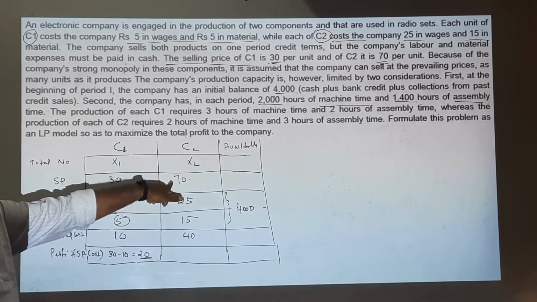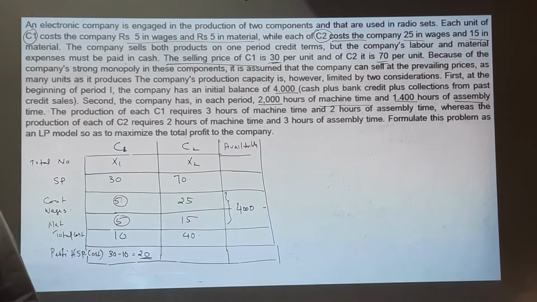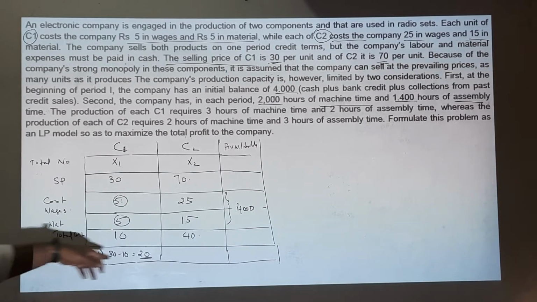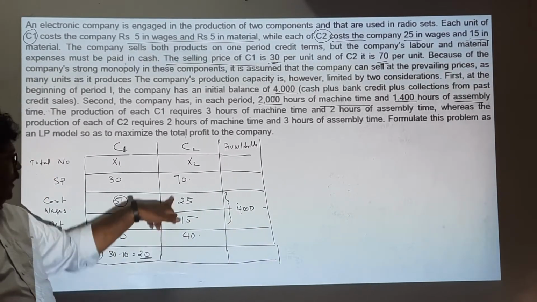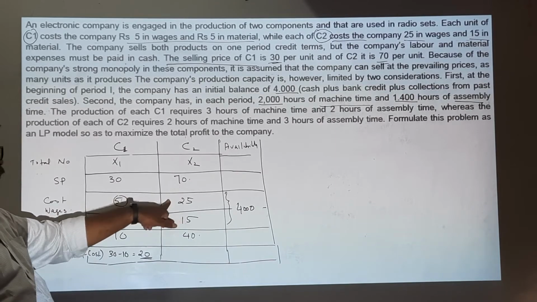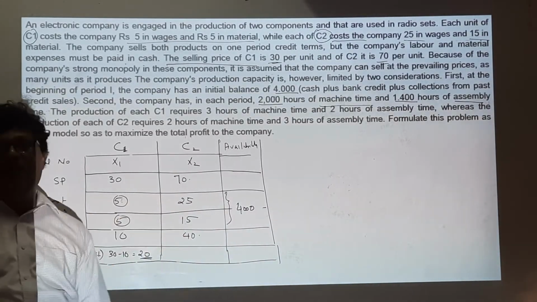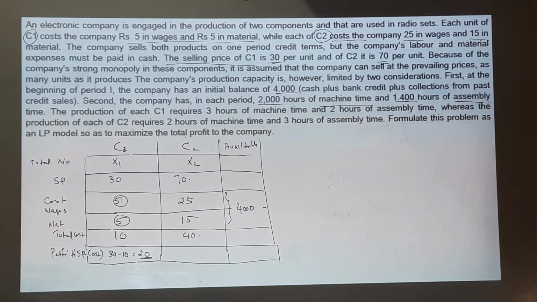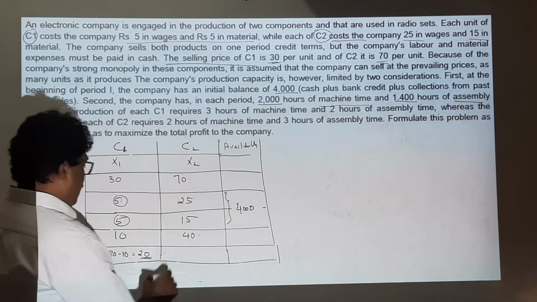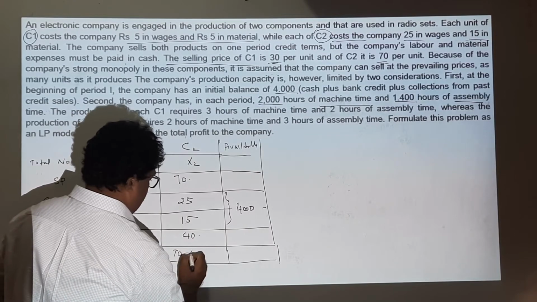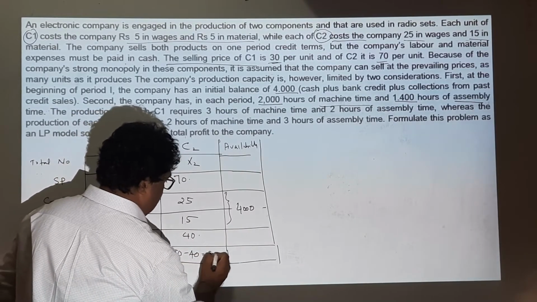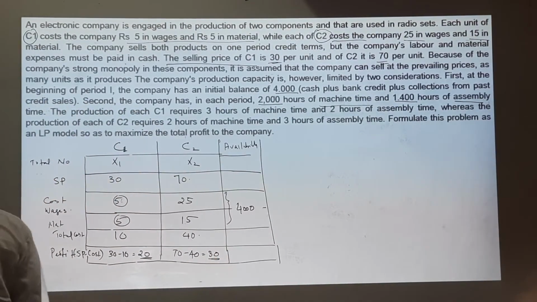Here 70 is the selling price for 1 unit of C2, and the total cost for 1 unit of C2 is 40. We have calculated the wage per unit is 25 rupees and the material per unit is 15 rupees. So how much is it? 70 minus 40. How much is it? So this is the profit.